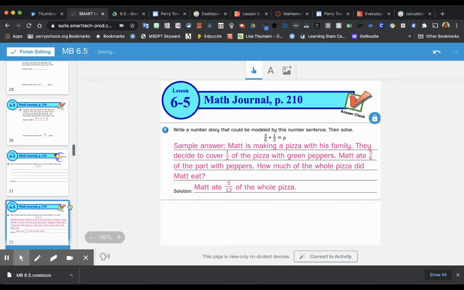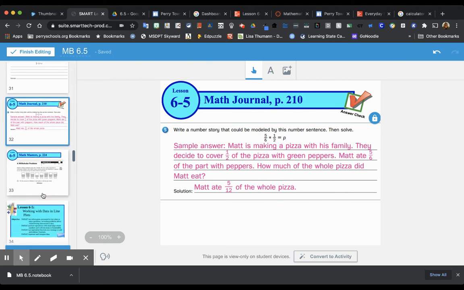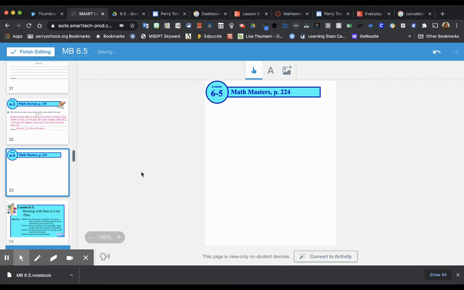Matt is making a pizza with his family. They decided to cover 1/2 of the pizza with green peppers. Matt ate 5/6 of it. This is not required, but it would be good practice to connect with today's lesson.